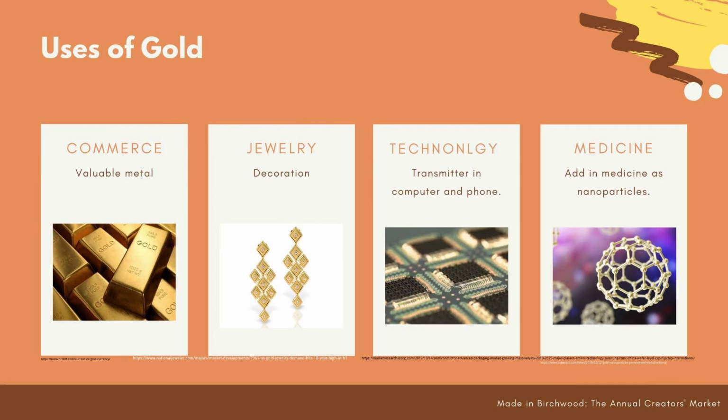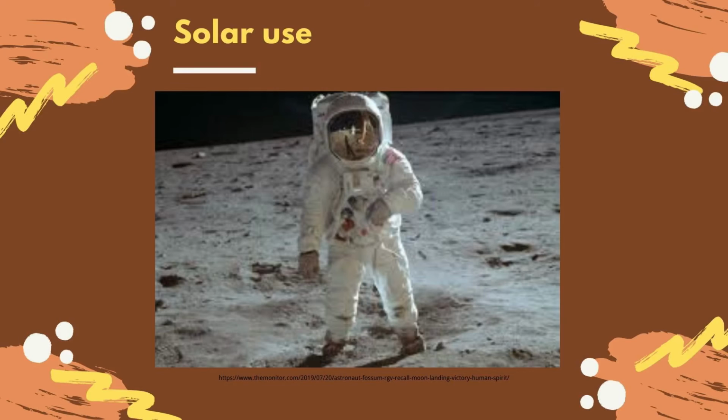The third field is technology. We usually use gold to make transmitters in computers and phones. The fourth field is medicine. We can add gold to medicine as nanoparticles, and I will explain it more later in my current event. The fifth use of gold is in space. Scientists add a gold layer to astronauts' helmets to filter out the IR radiation in space, so it can protect the astronauts' eyes.